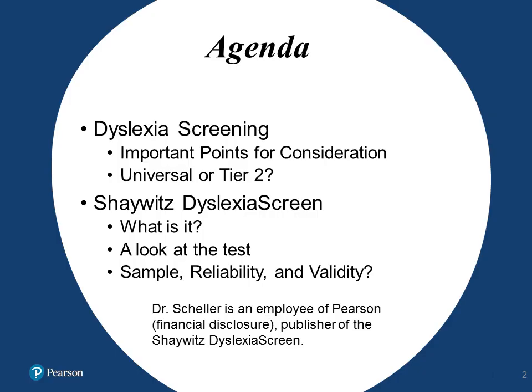Here's our agenda. I am going to talk a little bit about dyslexia screening in general. Those of you who did participate in my previous webinar may see some information that's similar, but it's important to set up the dyslexia screen measure so that we can talk about why it's an effective use for screening for dyslexia. So I will talk a little bit about that, and then I will get into the Shaywitz DyslexiaScreen in detail. We'll look at what it is. We will look at the test, and we will also then look at the sample, reliability, and validity. And hopefully I'll be able to get to all of your questions by the end of that. We'll actually see what it looks like today.